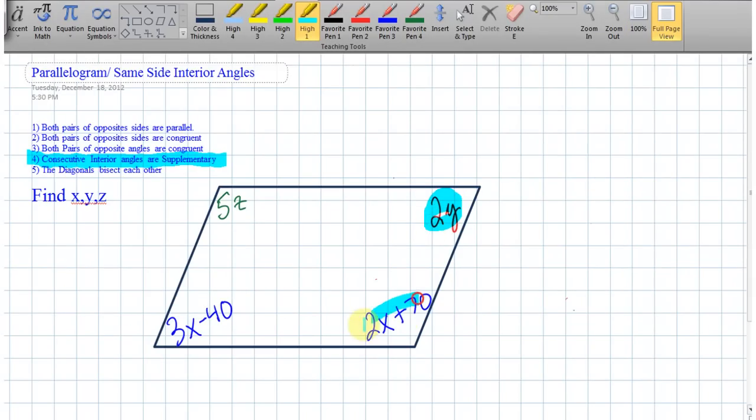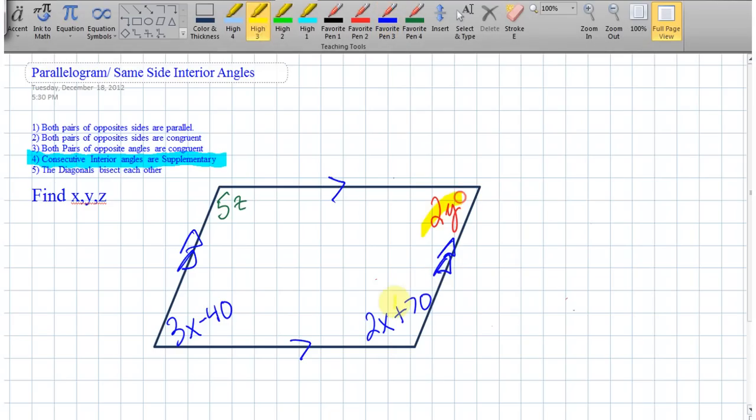Well, these angles are consecutive interior angles or same side interior angles, and they are supplementary. These angles over here, they're supplementary as well. They're same side interior. And so are these two right there. And so are these two angles in here. And why is that? It's because this is a parallelogram, and a parallelogram creates those same side interior angles.